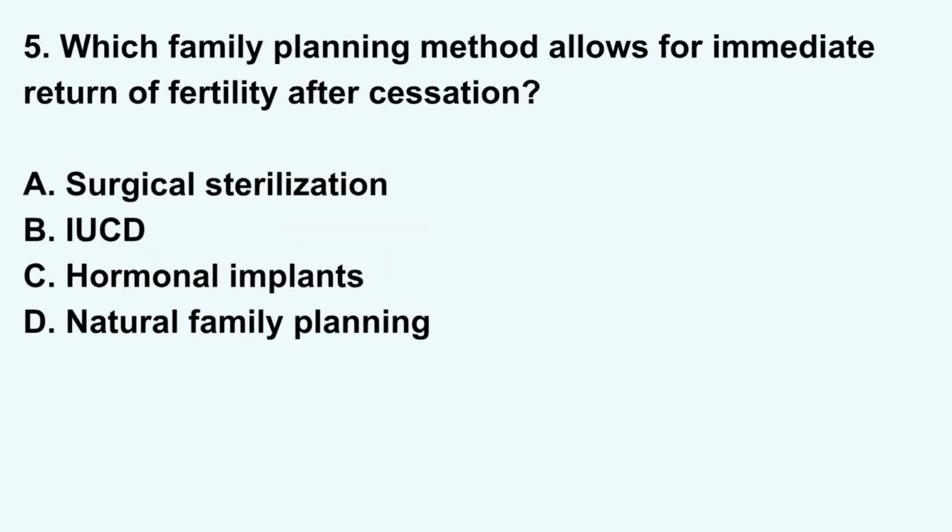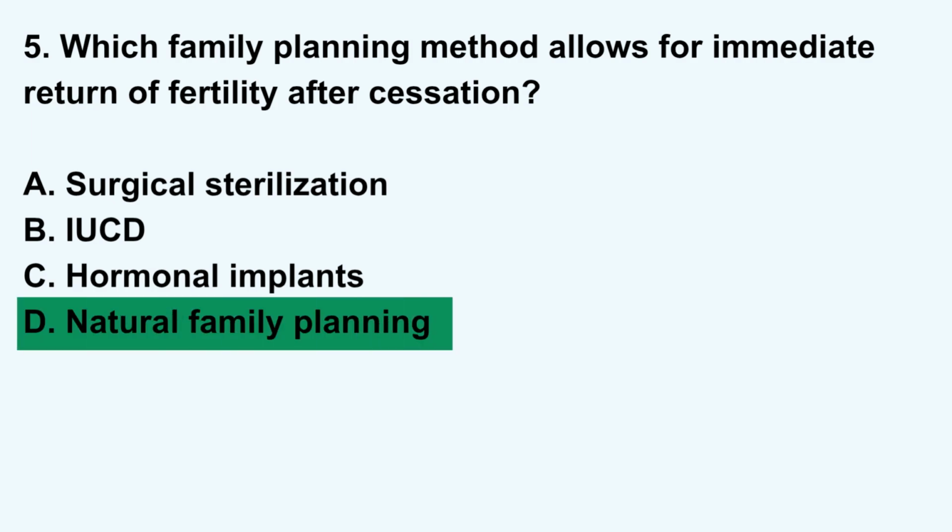Which family planning method allows for immediate return of fertility after cessation? A. Surgical sterilization, B. IUCD, C. Hormonal implants, D. Natural family planning. Correct answer is D. Natural family planning involves monitoring fertility signs without altering physiology, so fertility returns immediately once use stops, unlike hormonal or surgical methods.